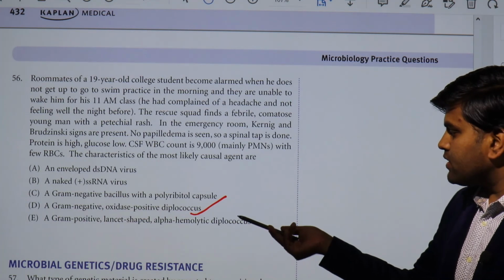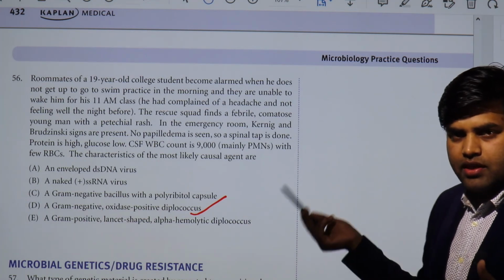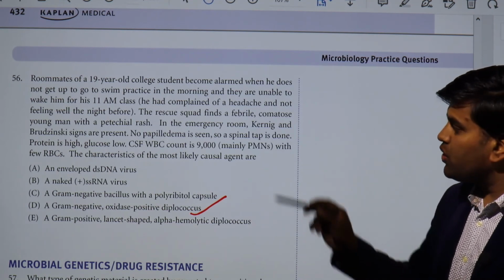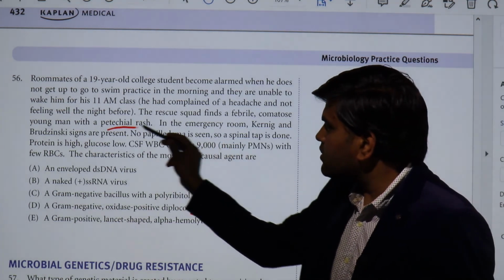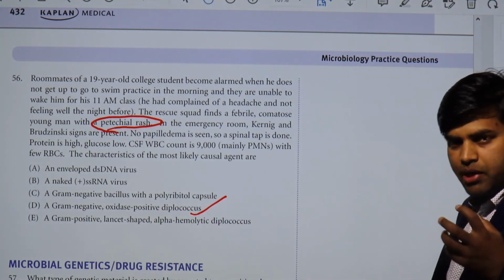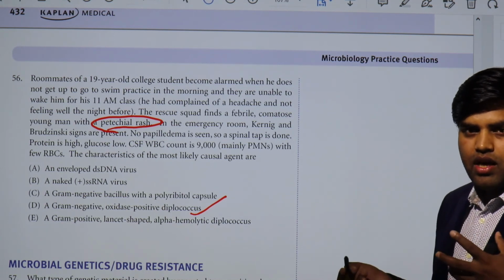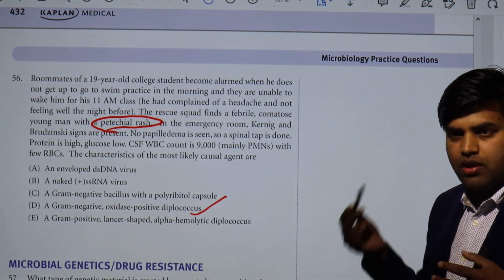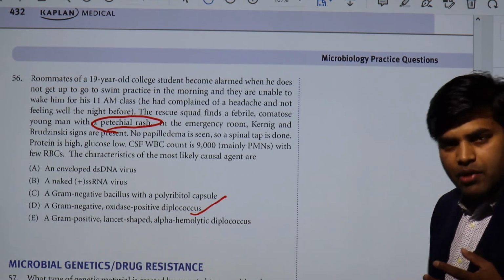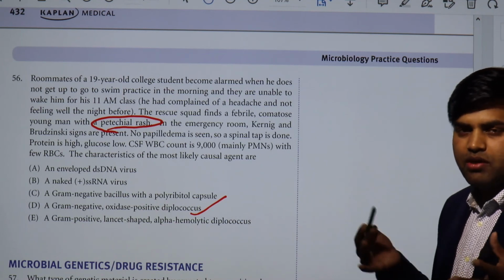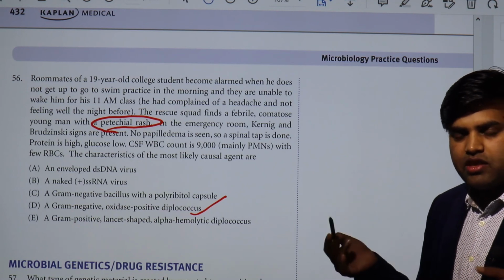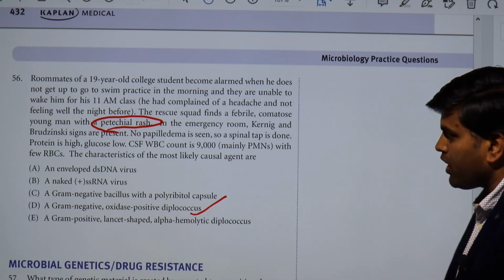A gram-positive, lancet-shaped, alpha-hemolytic organism? No, we are not talking about Streptococcus pneumoniae. We are talking about the gram-negative oxidase-positive diplococcus, and also there is this petechial rash. This rash is also present in Neisseria meningitidis infection. So meningitis with petechial rash, fever, and this presentation leads to bacterial meningitis with rash, and that is due to Neisseria meningitidis, which is a gram-negative diplococcus that is oxidase positive and ferments maltose. Gonorrhea ferments glucose only, whereas meningococcus ferments both maltose and glucose.